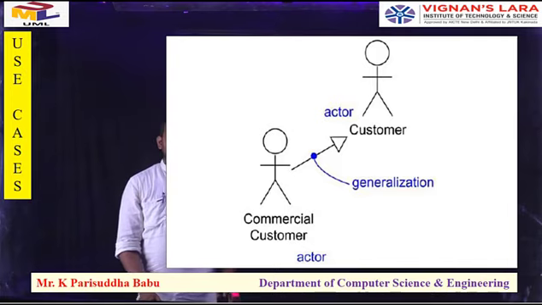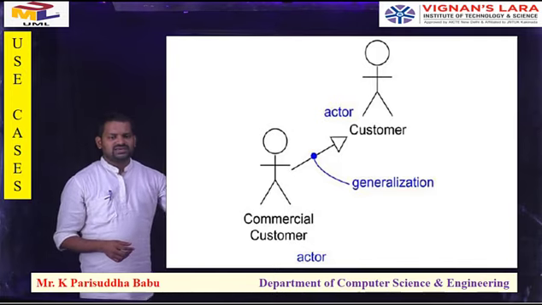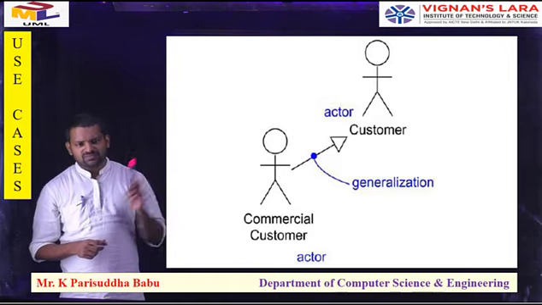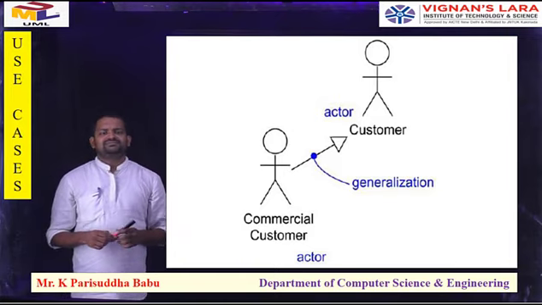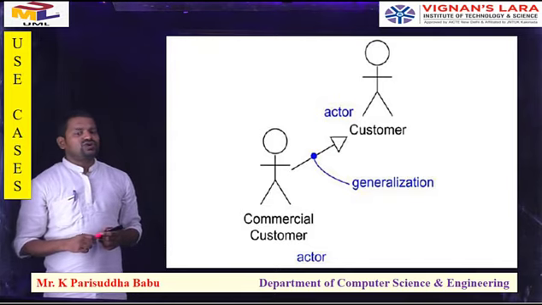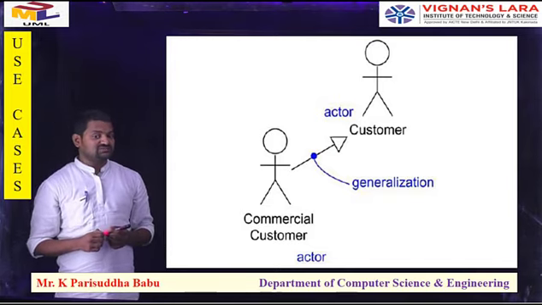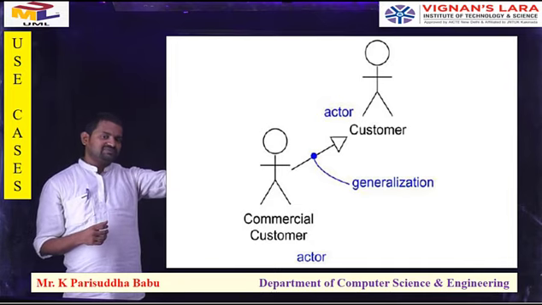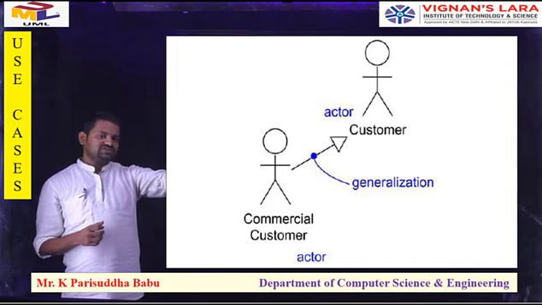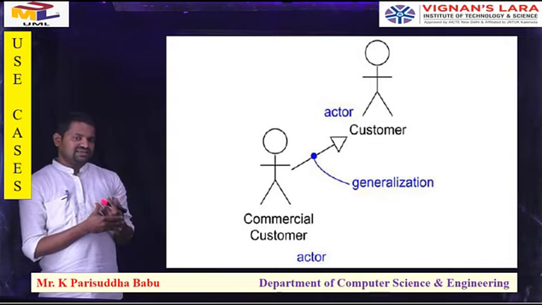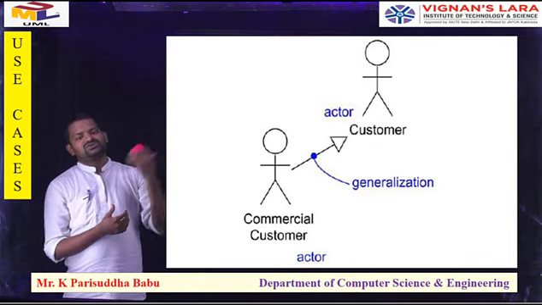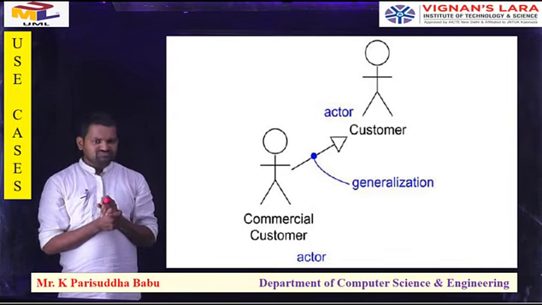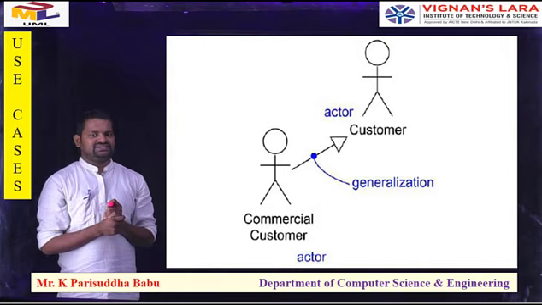See this example. In this example, the actor is a customer, and the commercial customer actor is related through generalization. The customer is the parent, and the commercial customer is a child of the particular customer. Likewise you can represent use case actors.